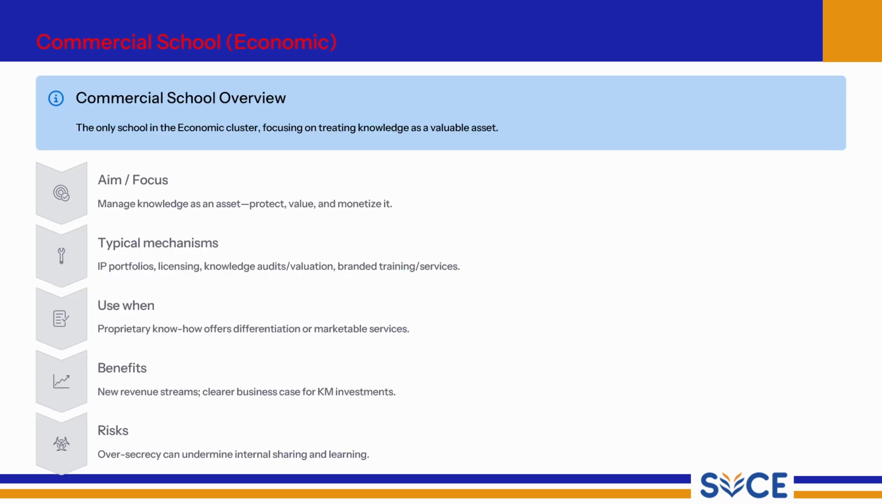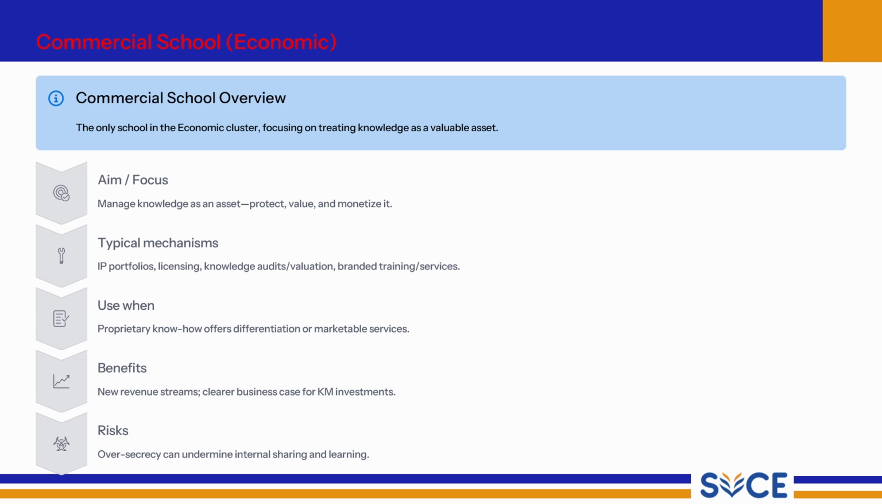In the next slide, we will see the commercial school. It comes under the economic cluster. So, the commercial school is the only school in the economic cluster focusing on treating knowledge as a valuable asset. The commercial school views knowledge as intellectual property, something to protect, value and monetize, just like a financial asset. Here the aims are to protect, value and monetize it.